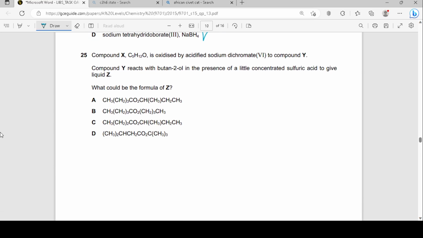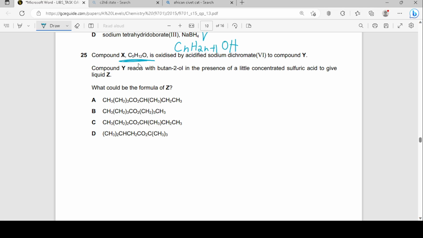Next question. Compound X, C5H12O, is oxidized by acidified sodium dichromate(VI) to compound Y. Compound Y reacts with butan-2-ol in the presence of a little concentrated sulfuric acid to give a liquid. Okay, so if this is being oxidized, this is probably an alcohol, the general formula for an alcohol being CnH2n+1OH, right?